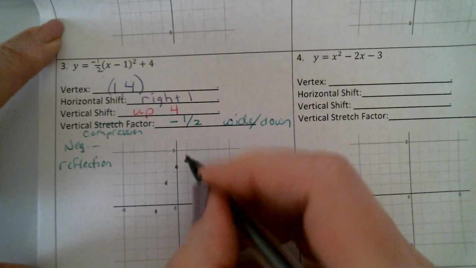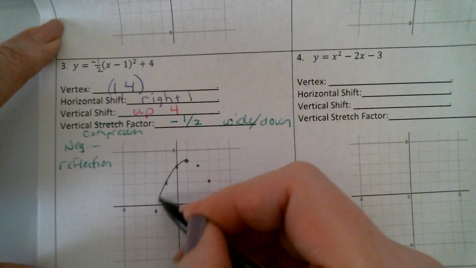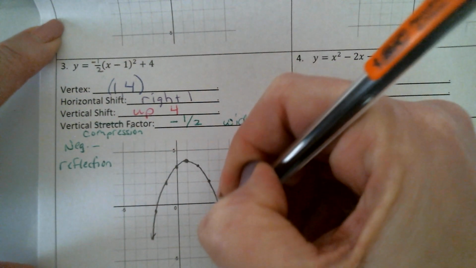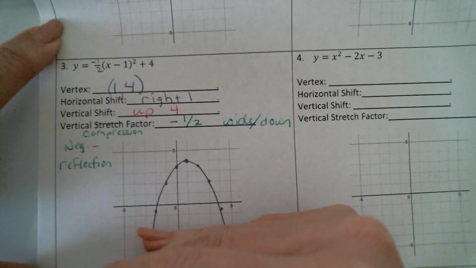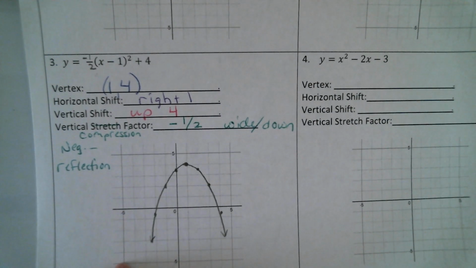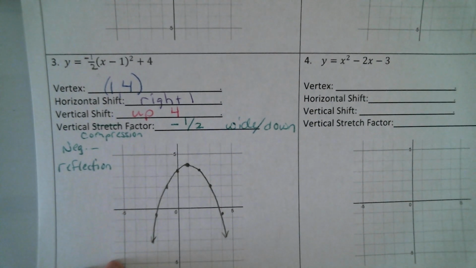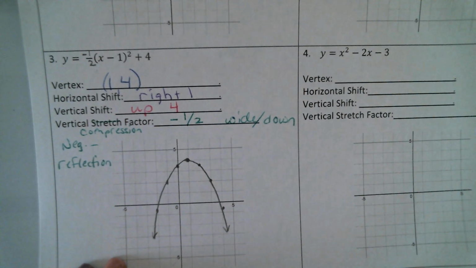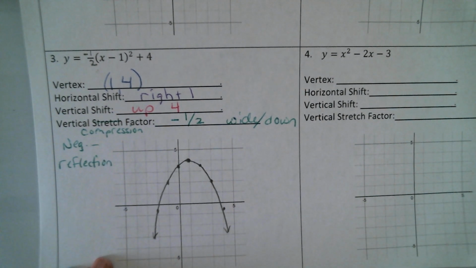Okay. And so we see this is wider than our parent graph or master graph. It's been compressed or squashed that way, right? So you're going to use the a value to dilate the shape of it, in a way that's either going to stretch it or compress it. And then you're going to use the vertex to translate it or slide it left, right, or up or down. Left, right based on h, up, down based on k.